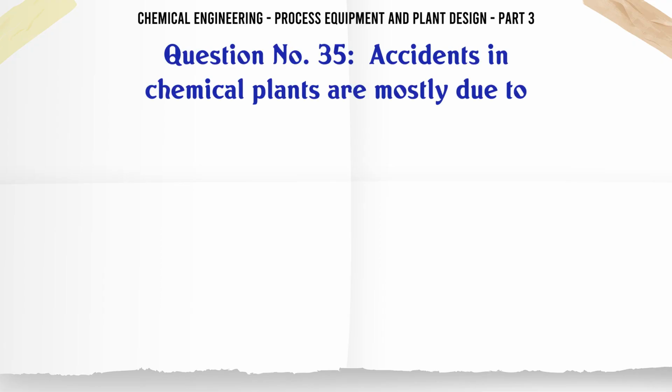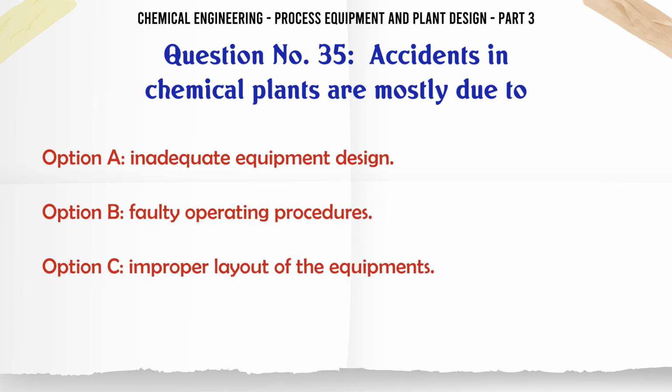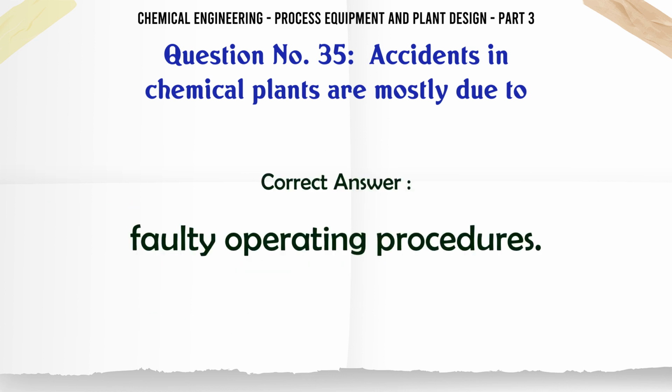Accidents in chemical plants are mostly due to A. inadequate equipment design. B. faulty operating procedures. C. improper layout of the equipments. D. failure of equipments. The correct answer is faulty operating procedures.